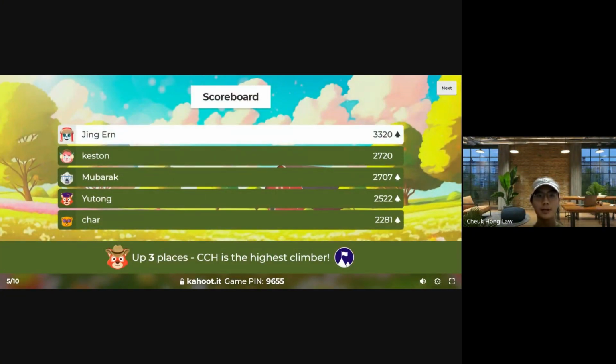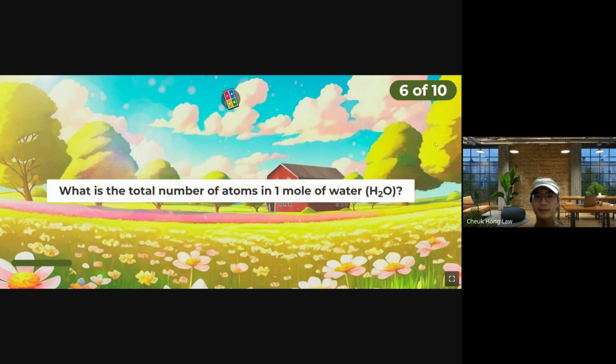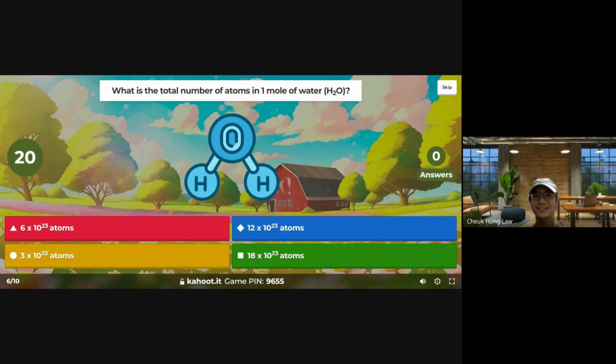Jing En is now leading. What is the total number of atoms in 1 mole of water? Think carefully before you answer.